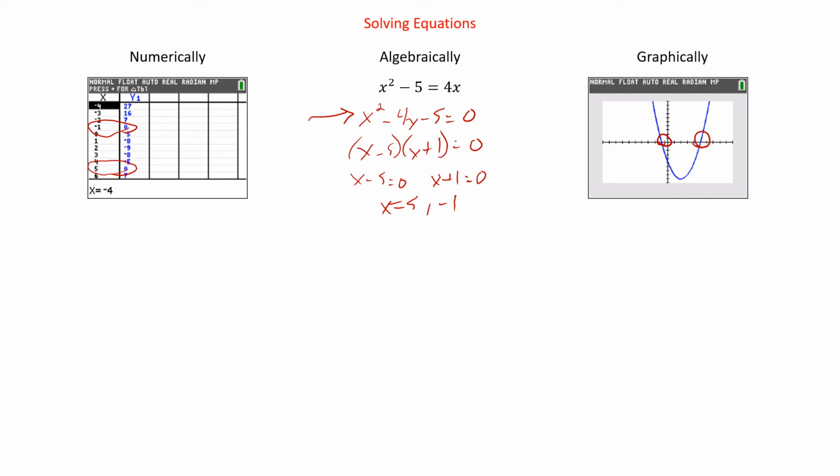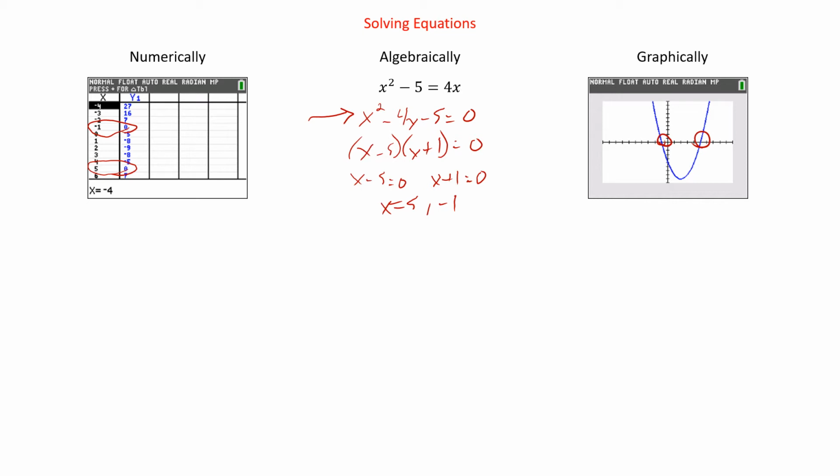Now the problem with solving it graphically is that it looks like it goes through -1 and 5, but does it? Does it maybe go through -0.99999 and 5.00001? We're not going to be able to tell by looking at the graph. That's what makes that a little bit tough.